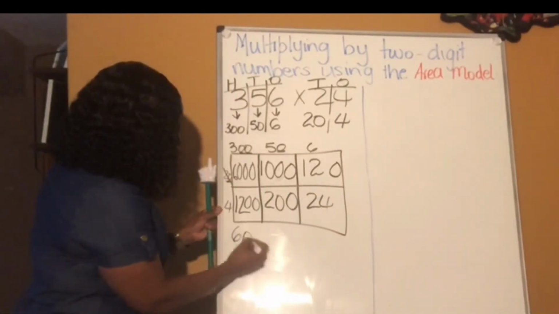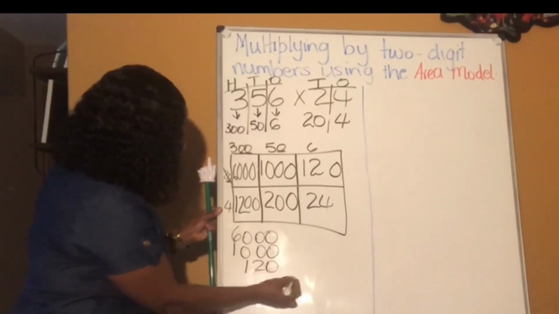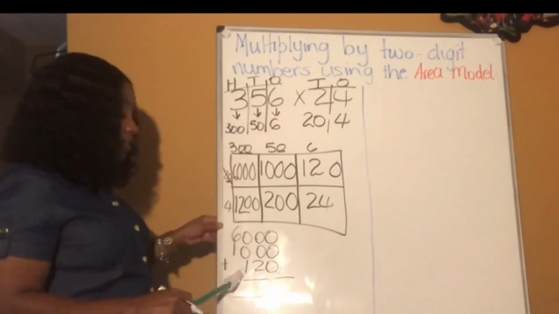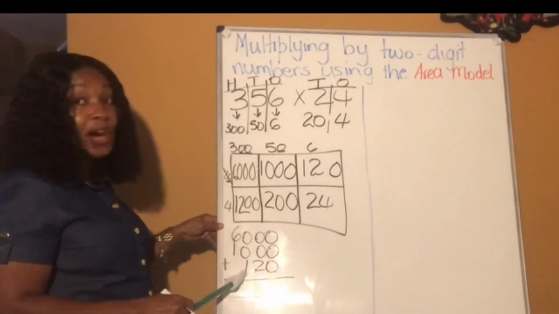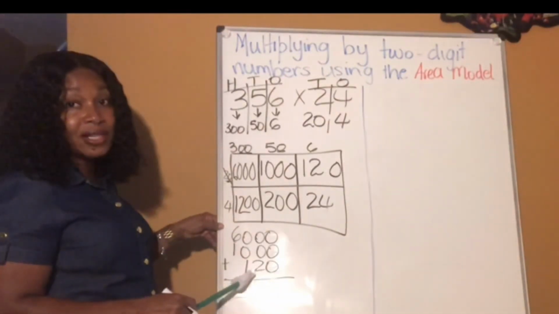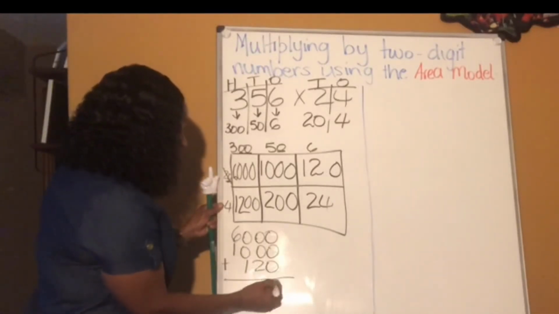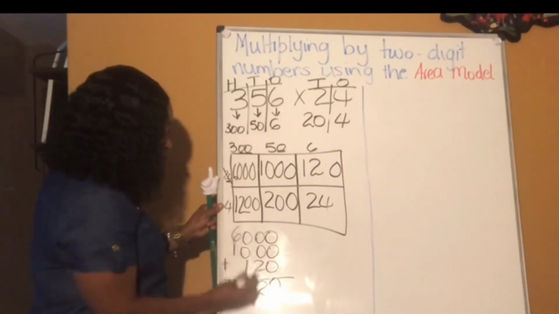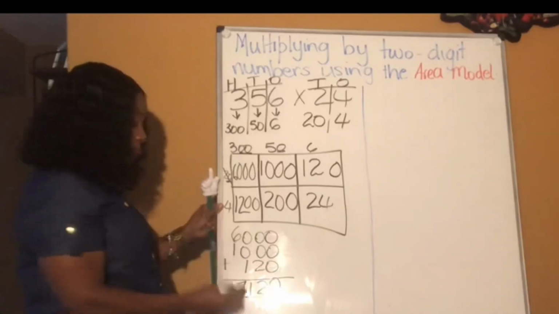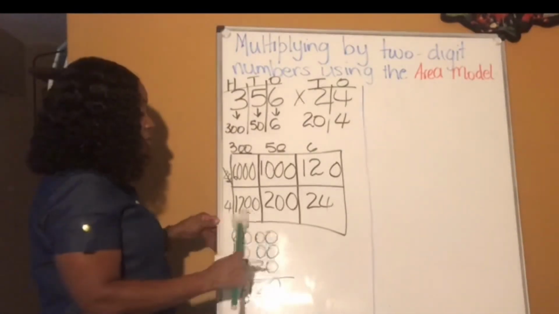So 6,000 plus 1,000 plus 120. Remember, you have to line your digits up correctly. This is 1,000, but this is 100. They cannot be under each other or above each other. All right, so 0 plus 0, that's 0. 2 plus zeros, that's 2. 1 plus zeros, that's 1. And 6 plus 1 is 7. So that's 7,120. Then I'm going to do the 3 at the bottom together.